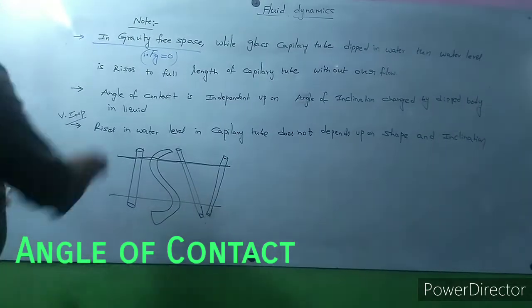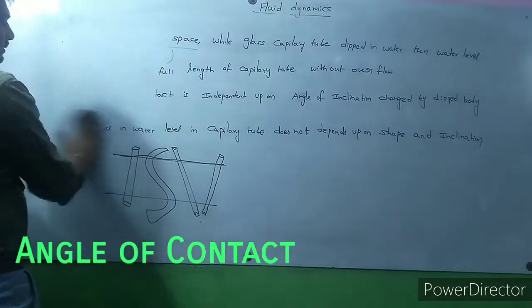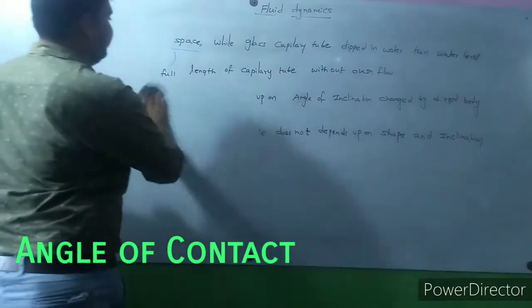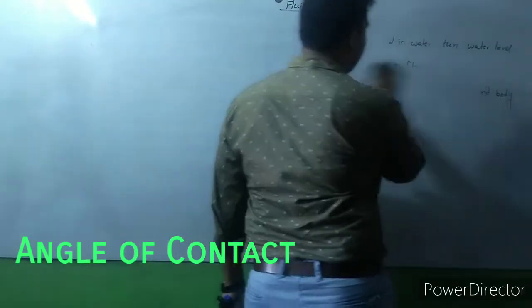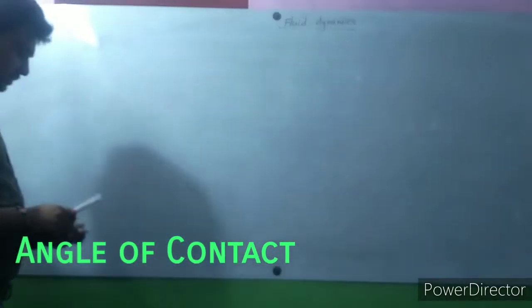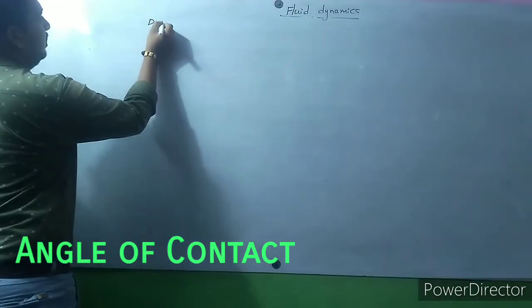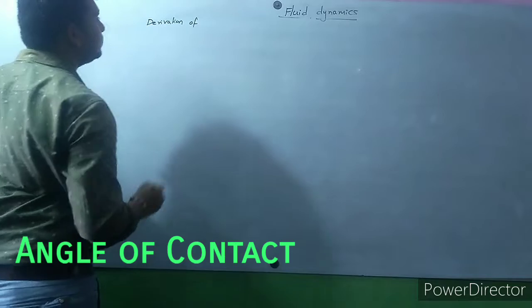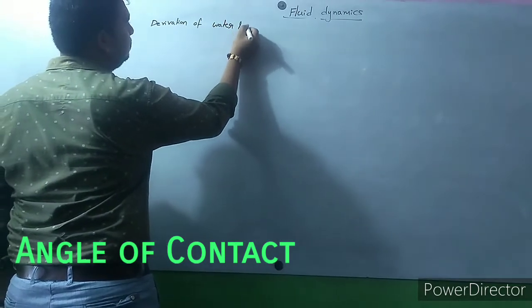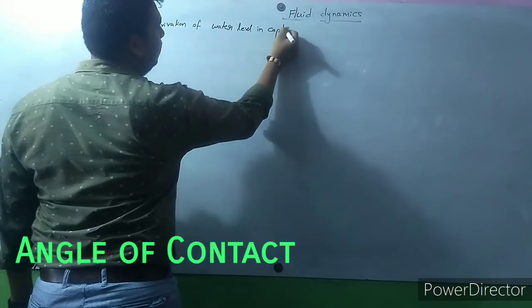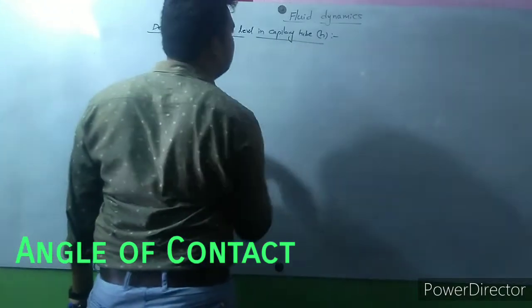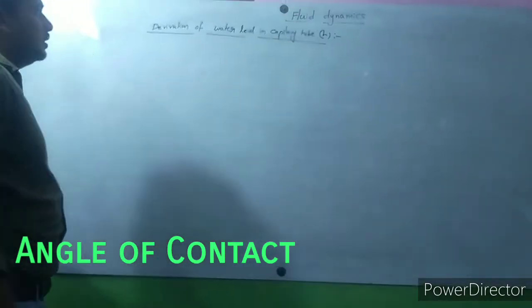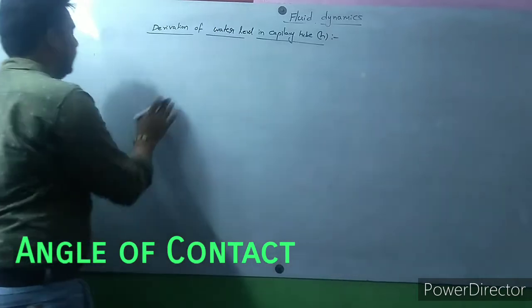So now we need to derive the formula of H. Formula of H. Derivation of water level in a capillary tube, H. How to find this? So observe carefully.